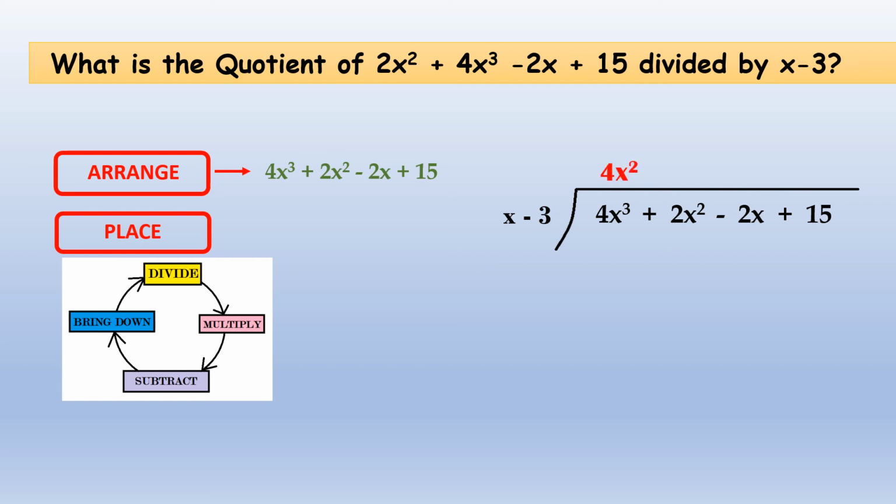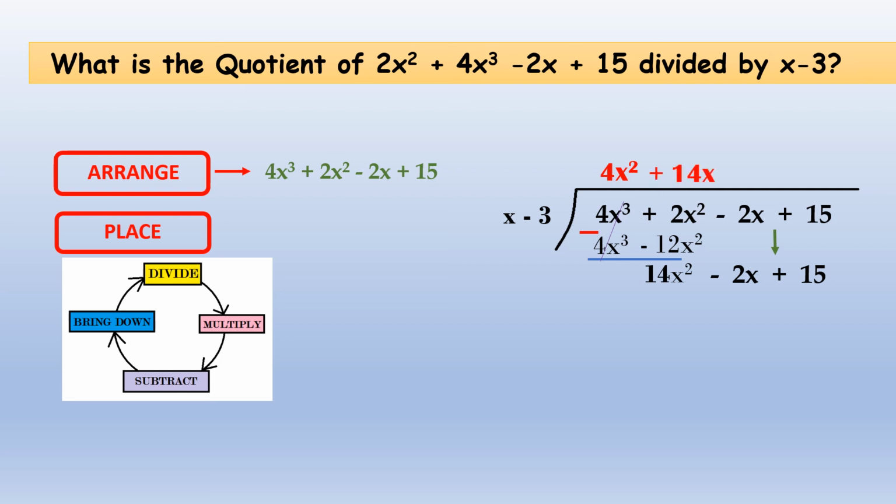4x cubed divided by x is equal to 4x squared. Multiply 4x squared to x minus 3, that is equal to 4x cubed minus 12x squared. Subtract the terms, that is equal to 0, and positive 14x squared. Bring down the remaining terms.